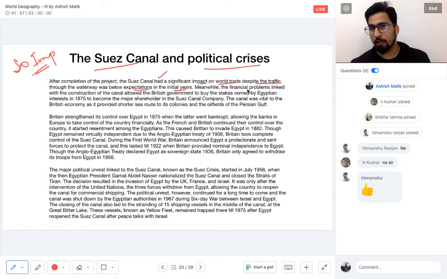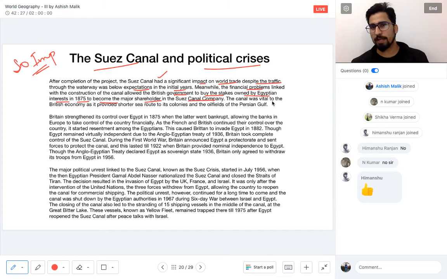So meanwhile, financial problems linked with the construction of the canal allowed the British government to buy the stakes owned by Egyptian interests in 1875 and become a major shareholder in the Suez Canal Company, the company which constructed the Suez Canal. The British government actually bought lots of stake. So Britain had a dominating hand, more than Egypt. The UK had the stakes in the Suez Canal.